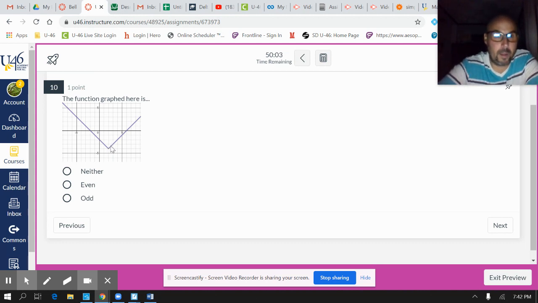And the way ordered pair-wise to tell is if you pick an ordered pair, any ordered pair, let's do 5, -1 again. If you switch the signs of both x and y, you should still be on the graph. So 5, -1, if I switch the signs, it becomes -5, +1. And -5, +1 is right here, but it is not on the graph. So this one is neither odd nor even, so it's neither.